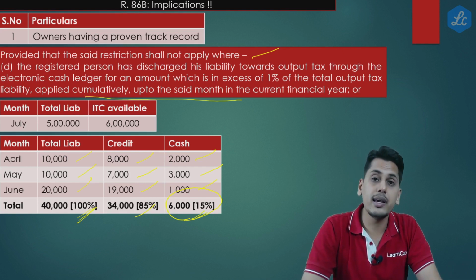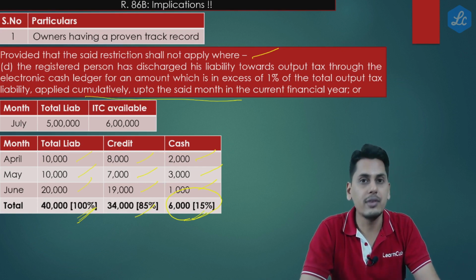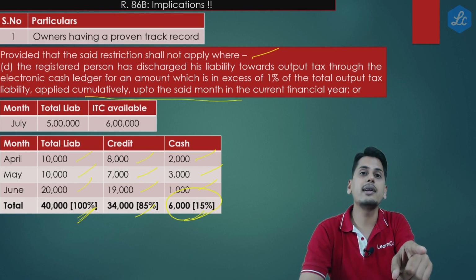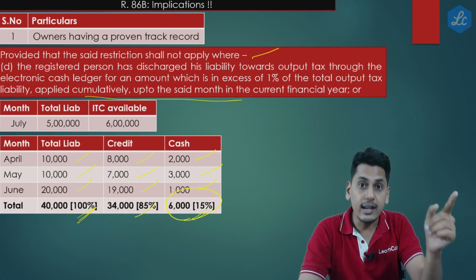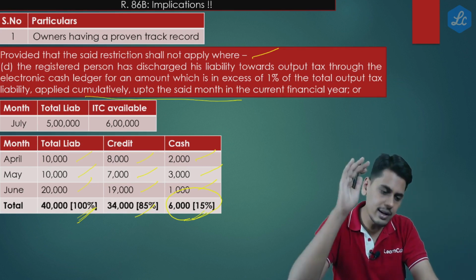Friends, please pay careful attention to the wordings. What does the wording say? Total liability up to which month? Including the current month. Let's have a relook again.